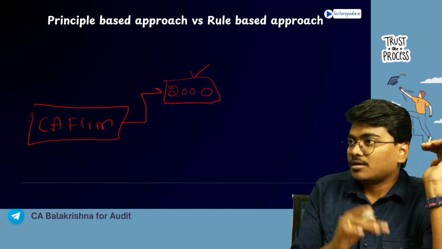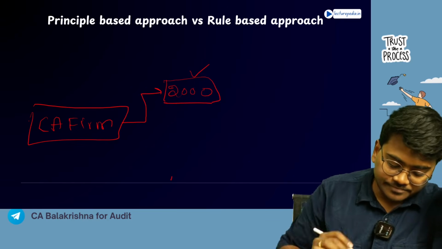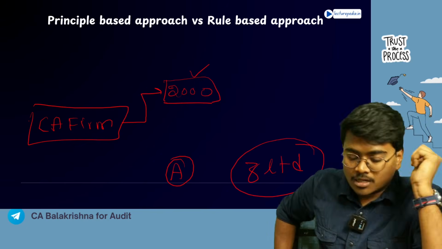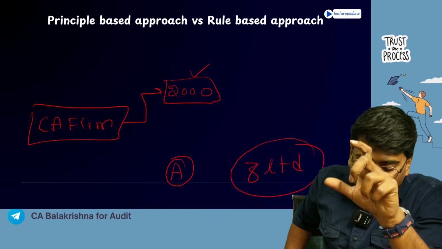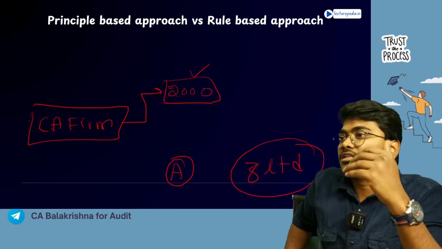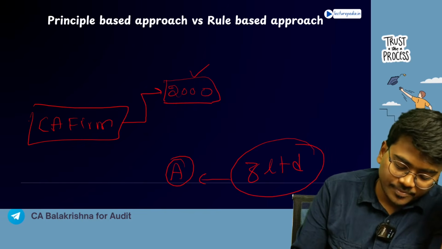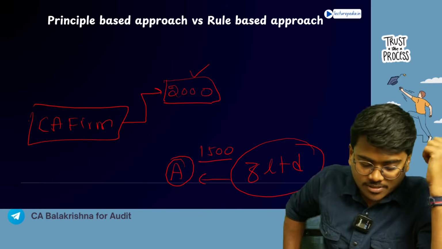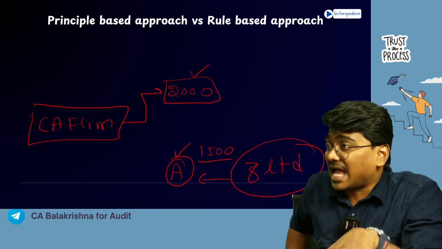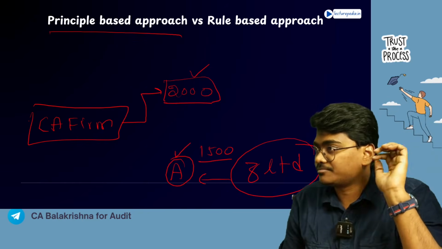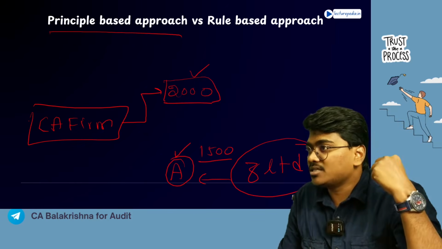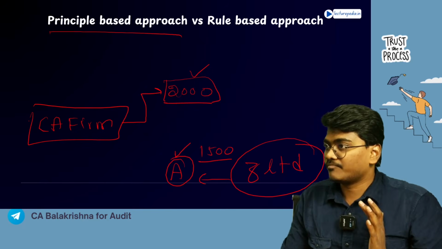Now, a particular partner of this firm, Mr. A, is doing audit of Z Limited. Now, Z Limited wanted to gift Mr. A a watch, and the value of that watch is just 1500 rupees. Okay, now if Mr. A goes as per principle based approach, so what is the core principle? The core principle is you must maintain independence, right?